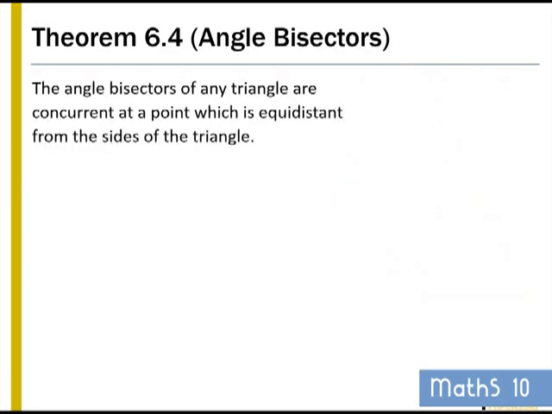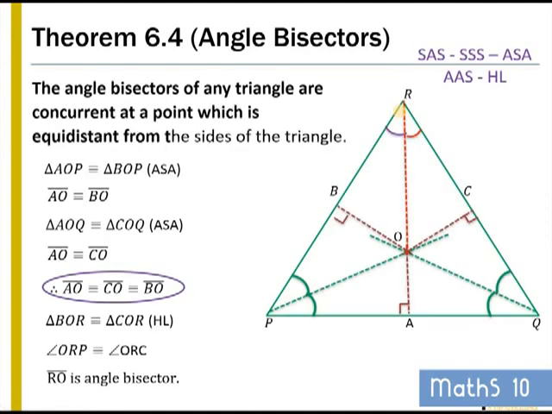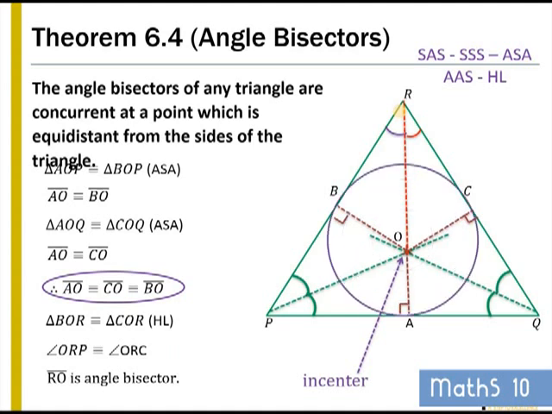Theorem 6.4, Angle bisectors. The angle bisectors of any triangle are concurrent at a point which is equidistant from the sides of the triangle. So the point O is the point where the three angle bisectors meet. It's called the incenter. It's the center of a circle that has the points A, B and C on its circumference.